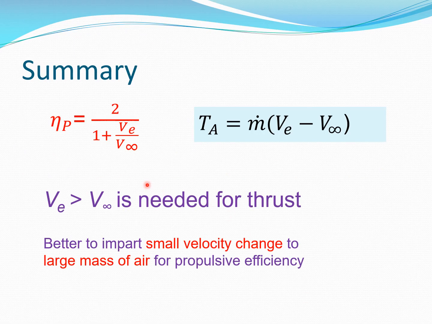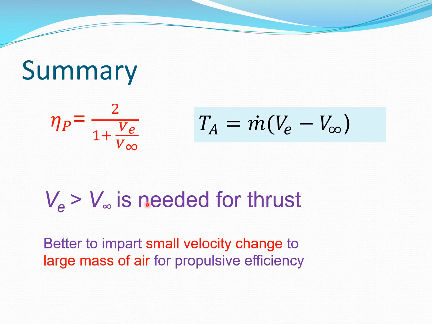So at the end of this lecture, do remember these two equations which are extremely important. One is that the propulsive efficiency is defined as 2 by 1 plus VE by V infinity, and also that the thrust is m dot into VE minus V infinity. So if you do remember these two equations, you will very clearly know the trade-off between propulsive efficiency and thrust available. You clearly see that VE must be greater than V infinity, which is required for thrust, and the bigger it is, the worse the propulsive efficiency is going to be.